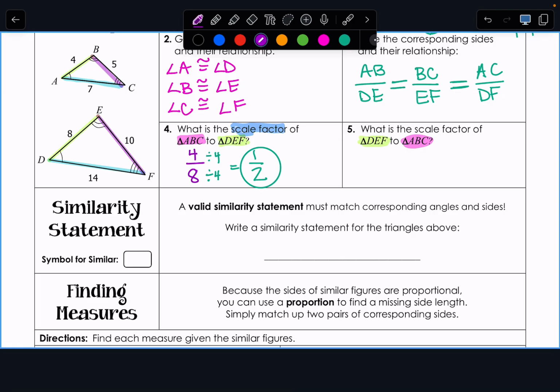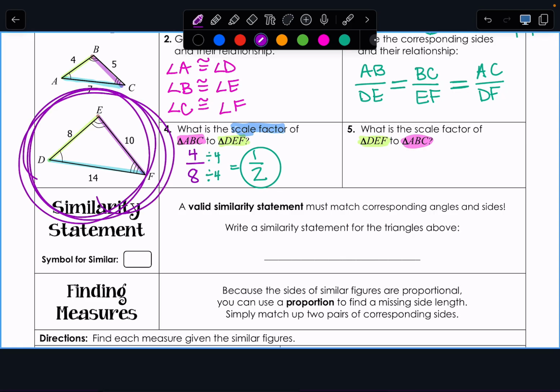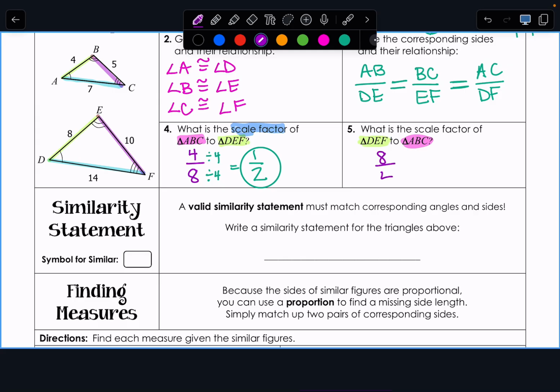Yeah. We're going to start with a number over here. DEF is first, so if we choose 8, we would match it up with 4. And so now our scale factor is 2 over 1. So it does matter which one we start with. What do you notice about the two scale factors? What's true about 1/2 and 2 over 1? What happened to it? Just give me a word. It flipped. It's called a reciprocal. Okay?